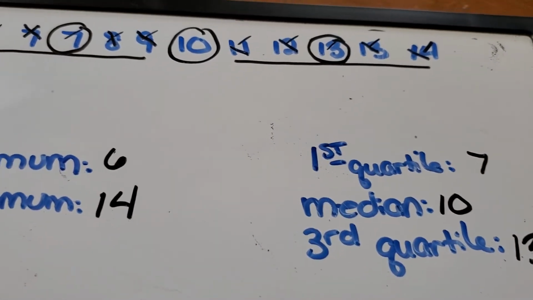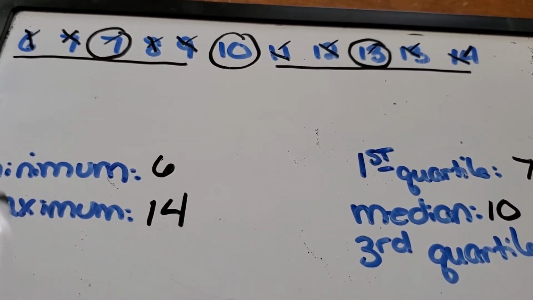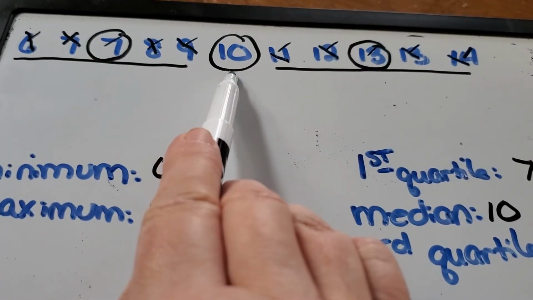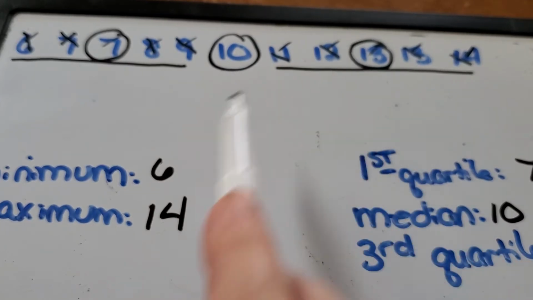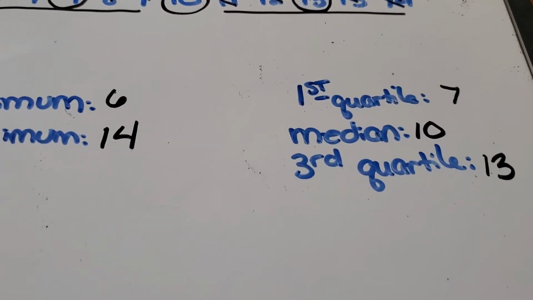So if you look at the data, what we've done was we've broken it into 4 parts. This is our lower or our first quartile. Our median is actually our second quartile. And then the 13 is the third or the upper quartile. So now I'm ready to draw my box and whiskers.